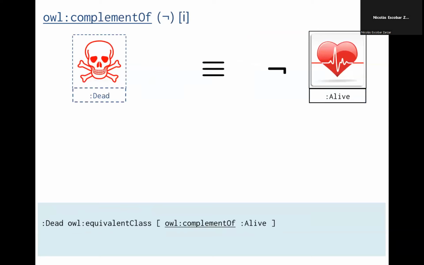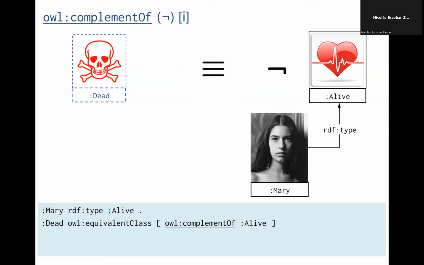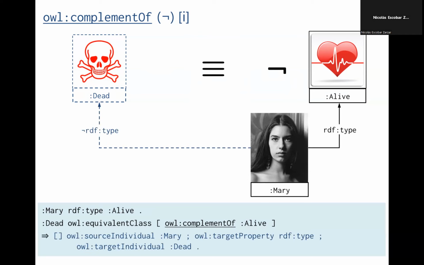We can define classes based on the negation of other classes. So we can define a new class here, which is all the things that are not alive. And we can say that that's equivalent to dead. So what would this mean? It means that, let's say we know that Mary is alive. What can we infer? Not dead. So you can say, okay, then Mary is not dead.